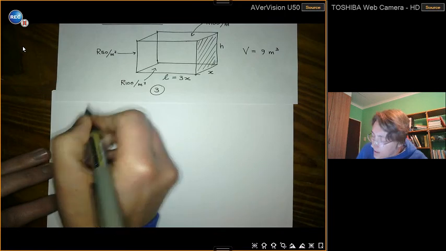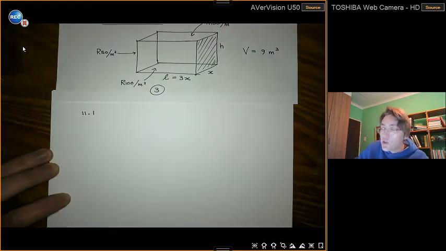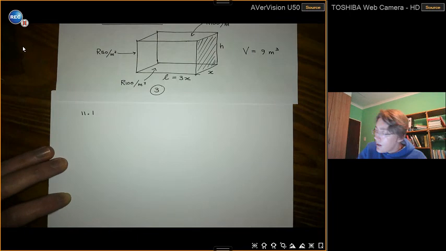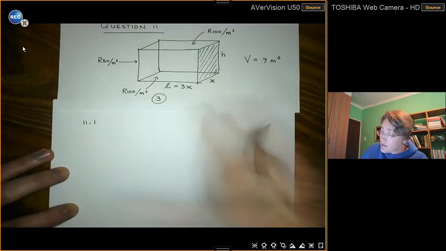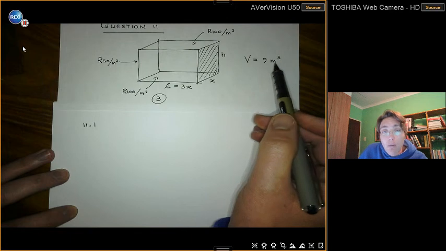is they say in 11.1, determine an expression for the height of the box in terms of x. Now, if I want to determine the height of the box, I have to first go and look at information that's been given. And the easiest piece of information that's been given here is the fact that they told me the volume of the box has got to be equal to 9 meters cubed.